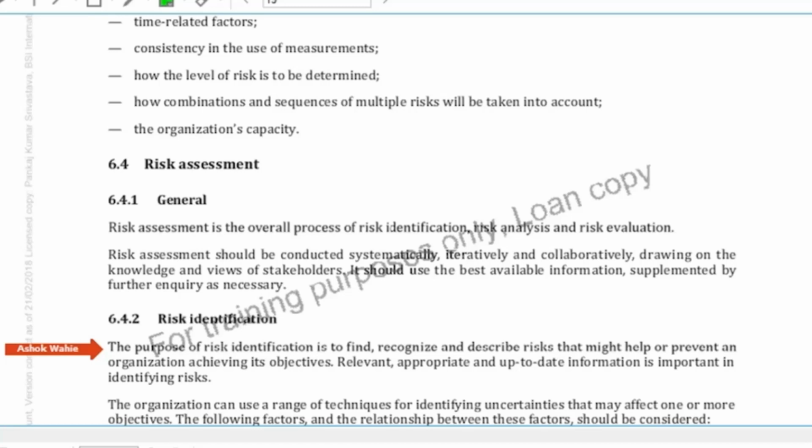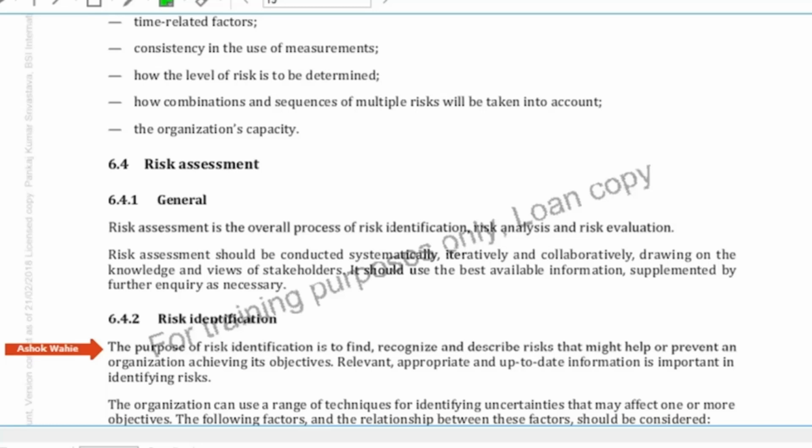When we are looking at risk identification, we remember the definition: effect of uncertainty on objectives. When we find, recognize, and describe a risk, either it will help me achieve my objectives or it will prevent me. If the risk I have identified is helping me achieve my objective, then it becomes an opportunity. If it is preventing me from achieving my objective, then it becomes a negative risk. That means the effect of this uncertainty is negative.